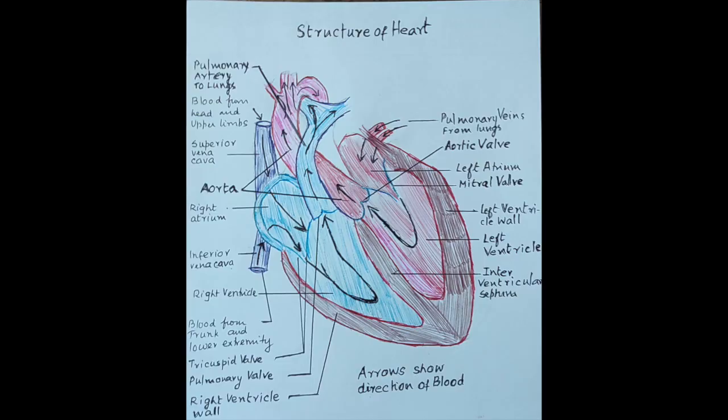This figure shows the structure of the heart. Arrows show the flow of blood direction. Between the right atrium and right ventricle is the tricuspid valve. Between the right ventricle and pulmonary artery is the pulmonary valve. Between the left atrium and left ventricle is the mitral valve. Between the left ventricle and aorta is the aortic valve. All these valves allow blood flow only in a forward direction. Backward flow not allowed.